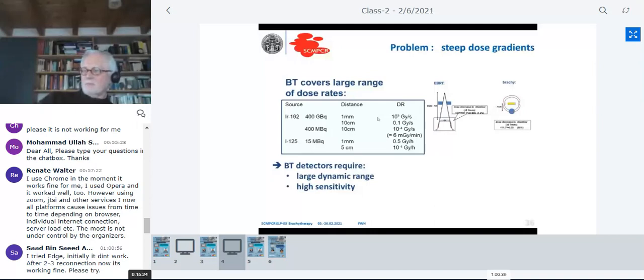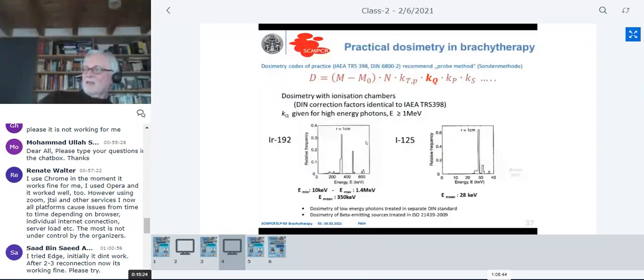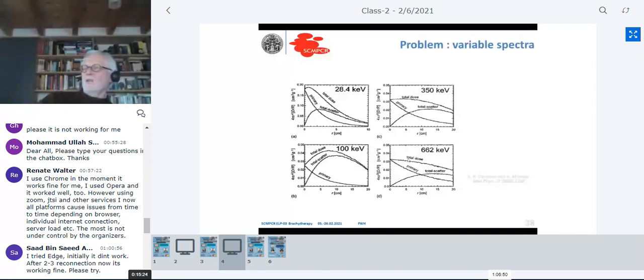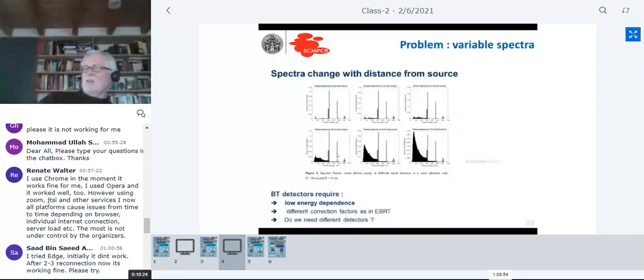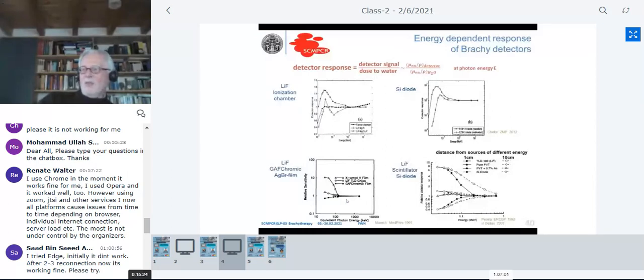The detectors must have a small energy dependence. You're always working with spectra of sources which change in the source, and you always have this composition of total dose and primary and scatter. You have changing spectra, so your detectors must have a low energy dependence. And okay, this slide shows the energy dependence of certain detectors.